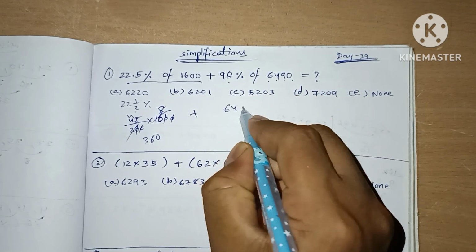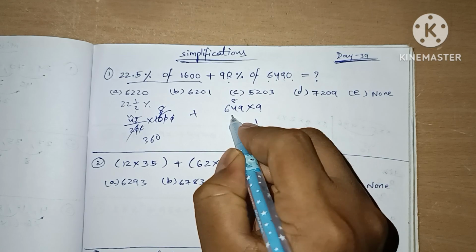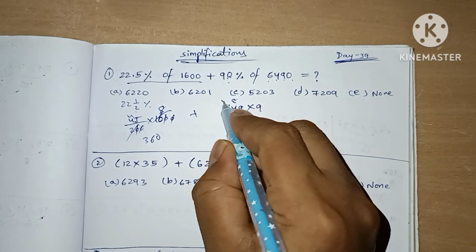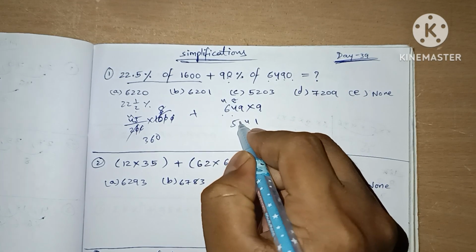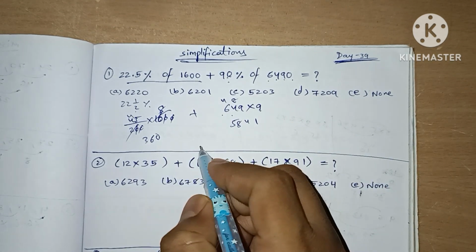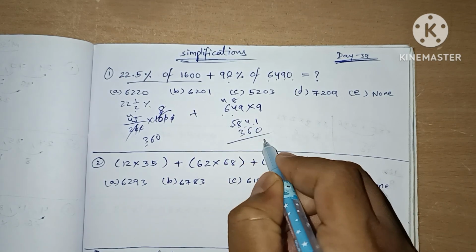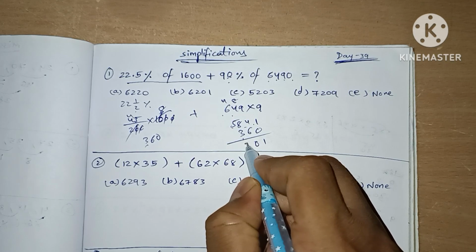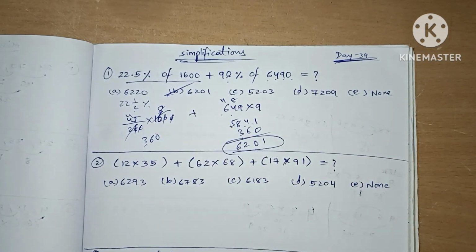We get 649 into 9. 9 times 9 is 81, 9 times 4 is 36, 36 and 8 is 44, 9 times 6 is 54, 58. So totally we have 5841 plus 360. We have 6201. 6201 is our answer. Option B is our answer.